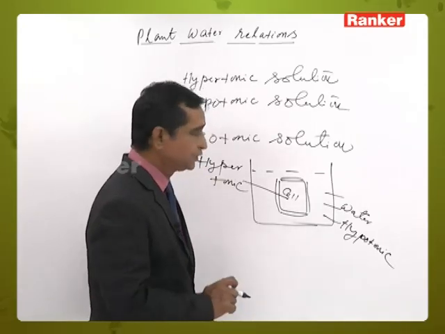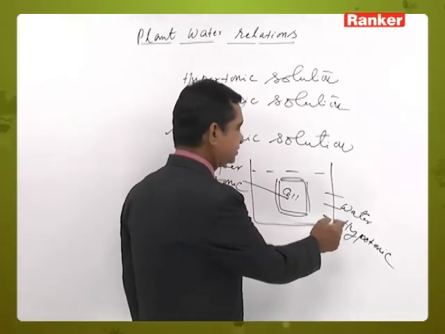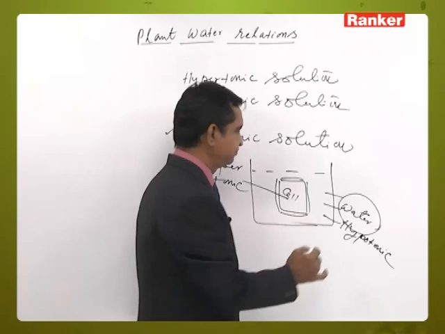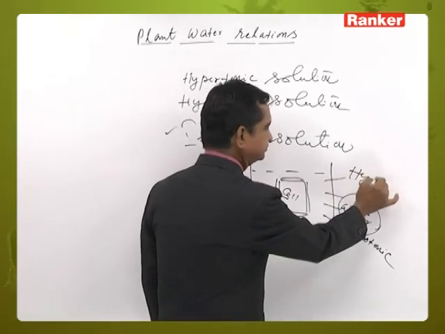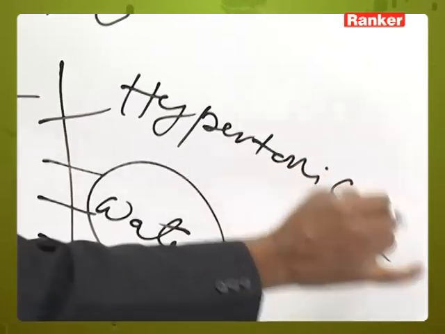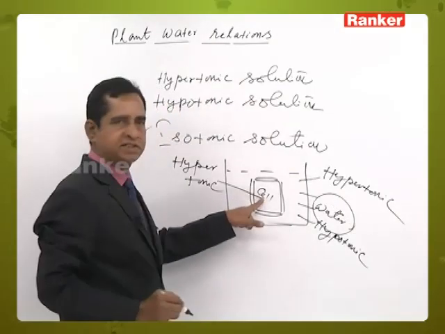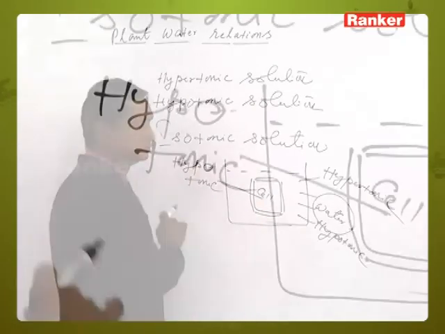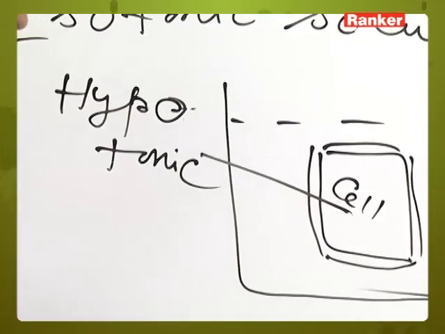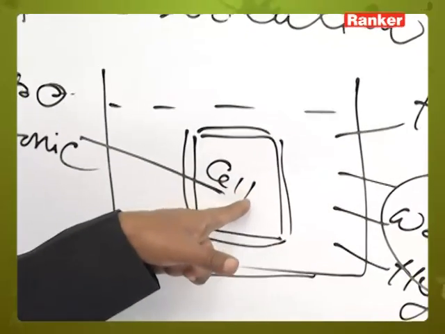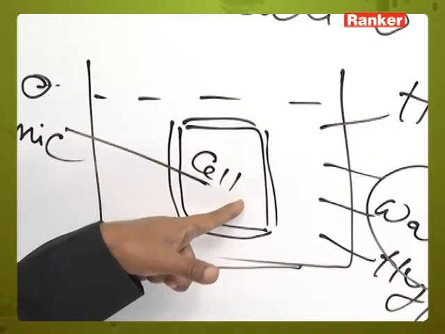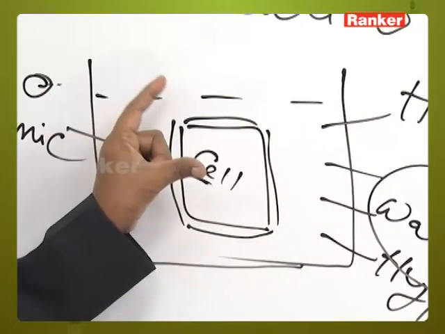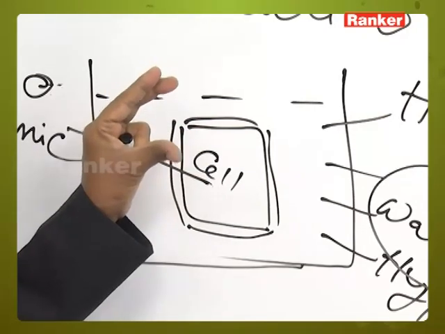If the concentration here is more, that is, if it is hypertonic, and the concentration of the cell sap is hypotonic, naturally the water from the cell goes out, that is plasmolysis. The cytoplasm or the protoplasm shrinks.